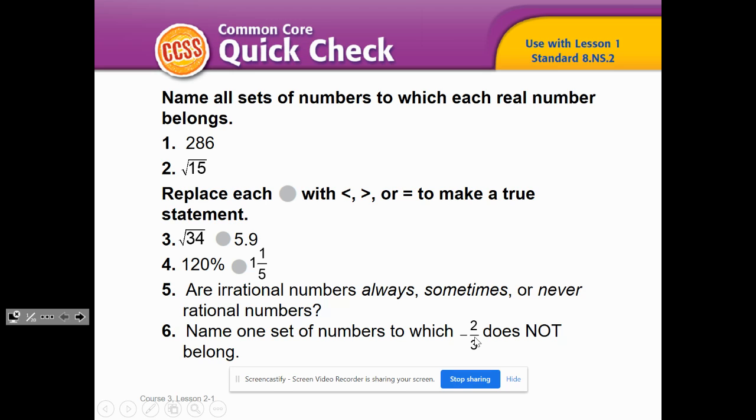Here we go. We're finally starting chapter 2. But before we get started, let's review a little bit of chapter 1. All right, first, we've got to classify these two numbers, or name all sets of numbers to which each real number belongs. So let's get started.